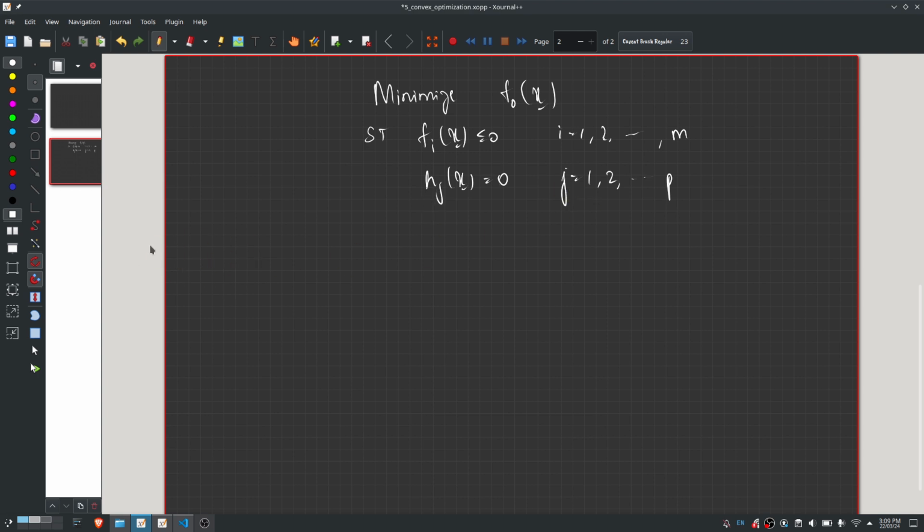Yeah. So if h_j of x equal to 0 is not affine... h_j is a function, right? Correct. So if that is not affine, then we do not call it a convex optimization problem. Using KKT in that case makes sense.